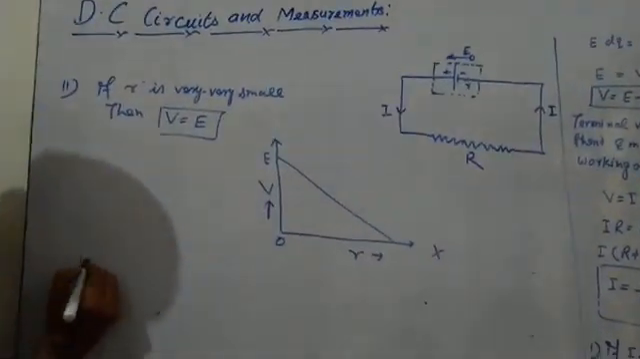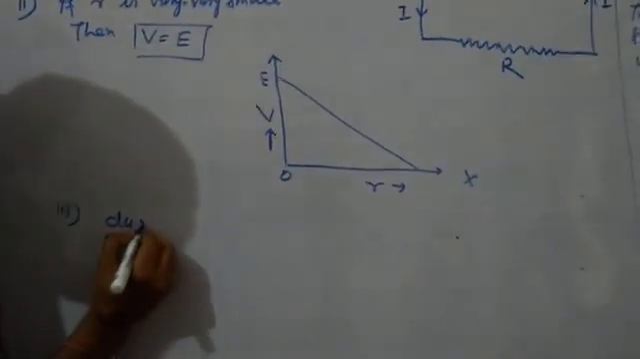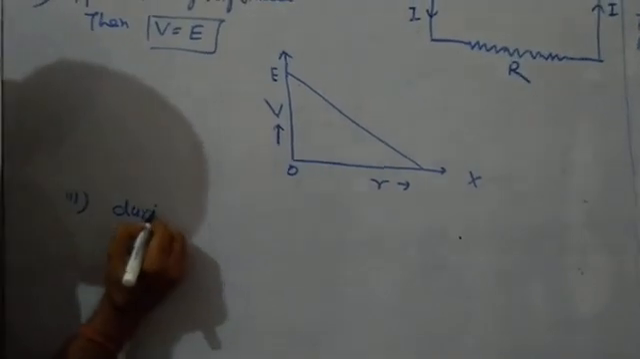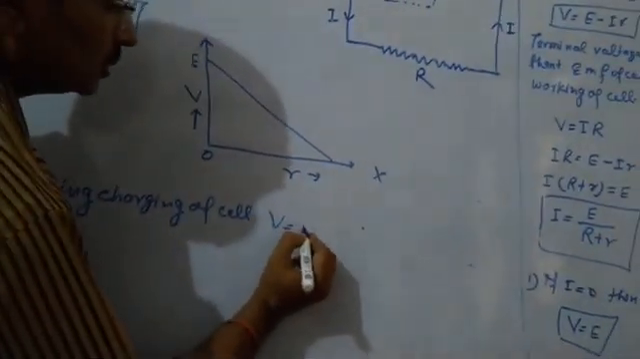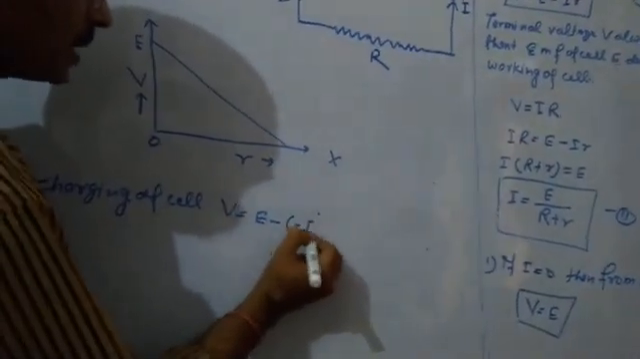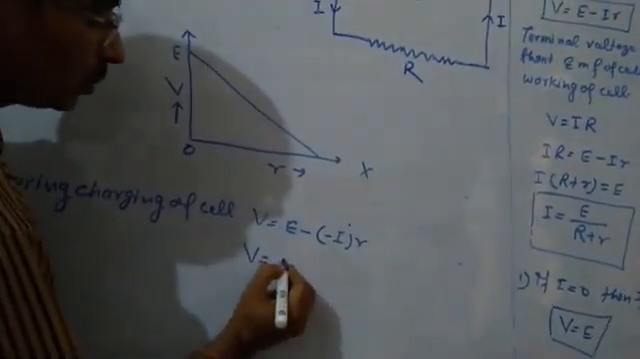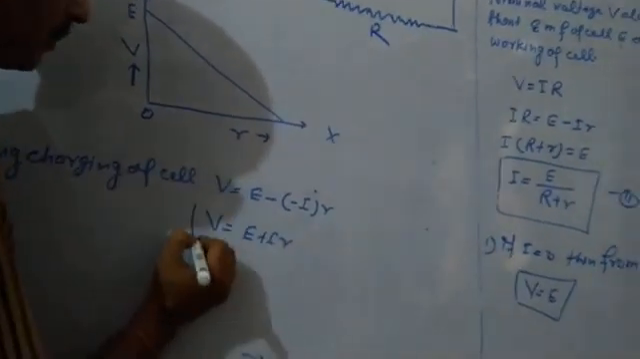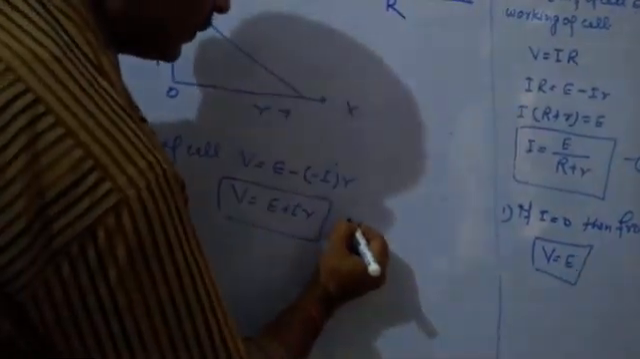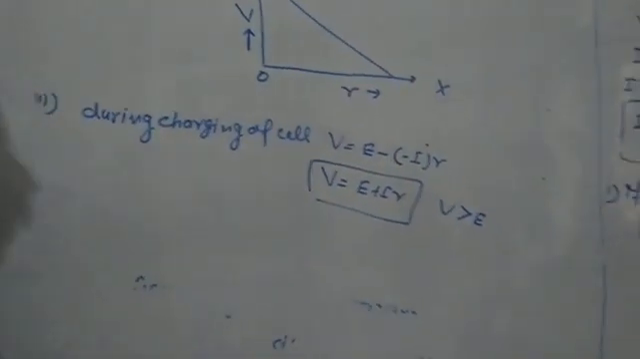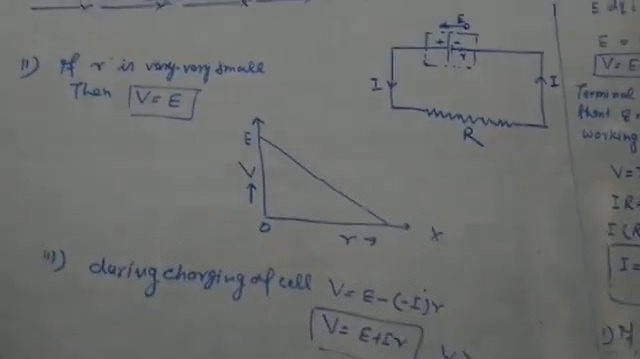Third point, during charging of the cell, V equal to E minus Ir becomes V equal to E plus Ir, means during the charging V is greater than EMF of the cell, because the direction of the current changes in the internal circuit.